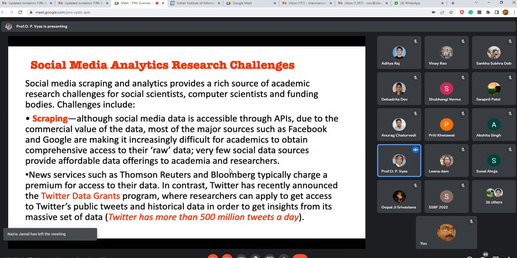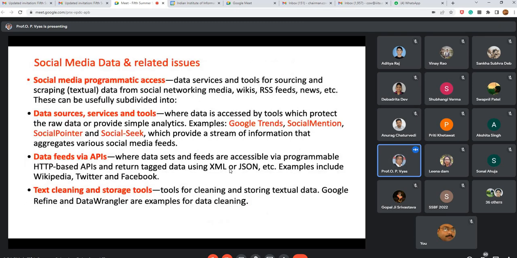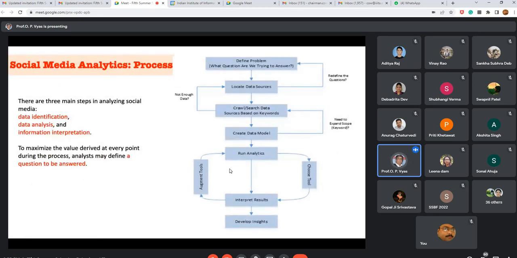Then the next area is scraping, which is also done by news services like Thomson Reuters and Bloomberg. Similarly, you have related issues like social media programmatic access, data sources, services and tools, data feeds via APIs, and text cleaning and storage tools. These are the intermediary steps to be done, and the whole problem can be shown in a flow chart like this. Can you see a small flow chart on your screen? Yes, sir. So now you can see how things have to start, what the different steps are, and what it will ultimately yield.